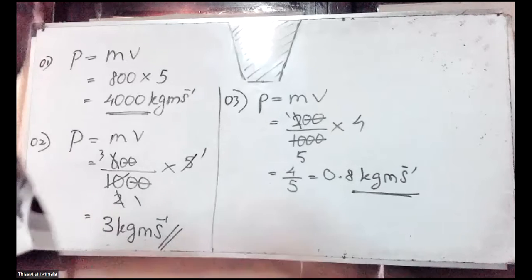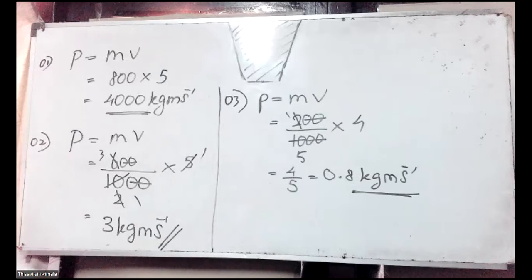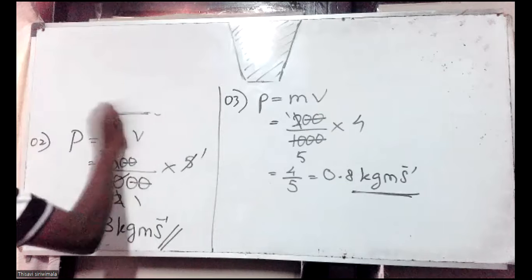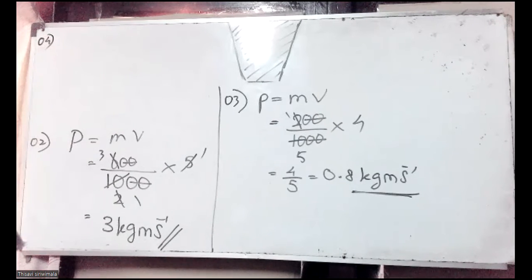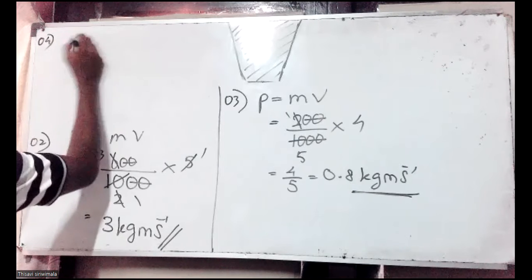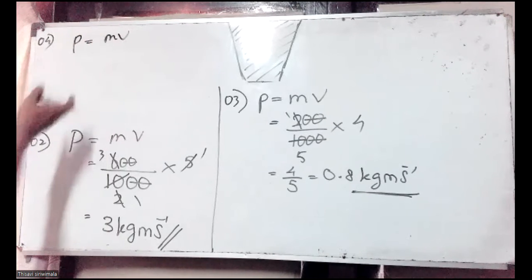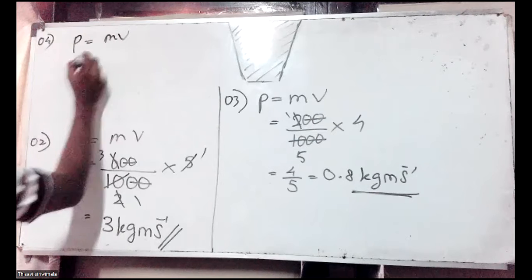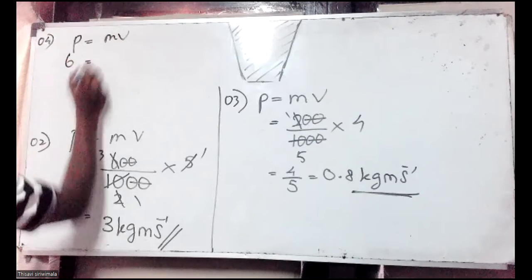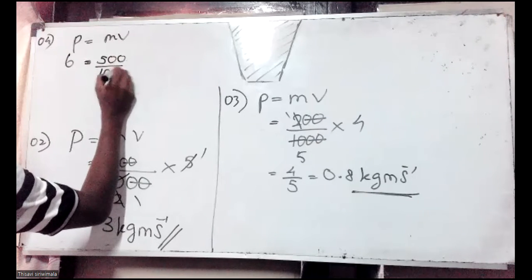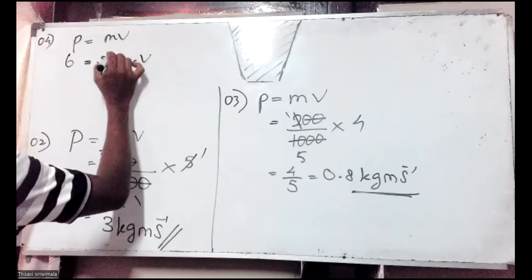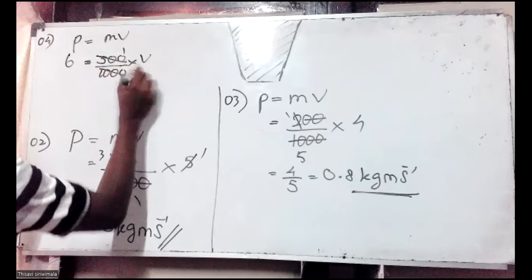Okay, so we'll continue with question number 4. The momentum of a moving object is 6 kgms minus 1. Find the velocity if it has a mass of 500 grams. Again, the formula. So when you are doing this kind of question, first of all, you have to write the formula, right? Then the momentum 6, mass 500 grams into V. So for this one, you will get 0.5.